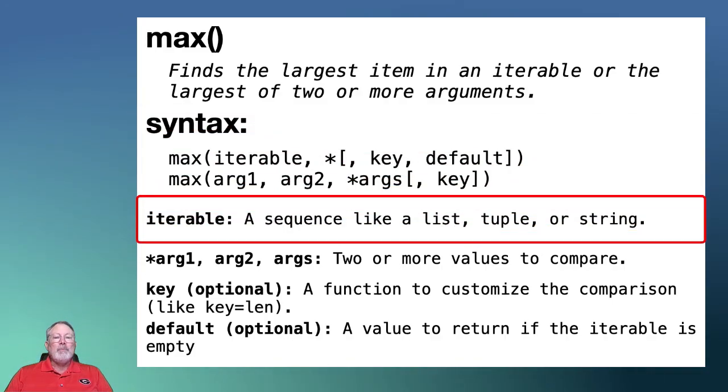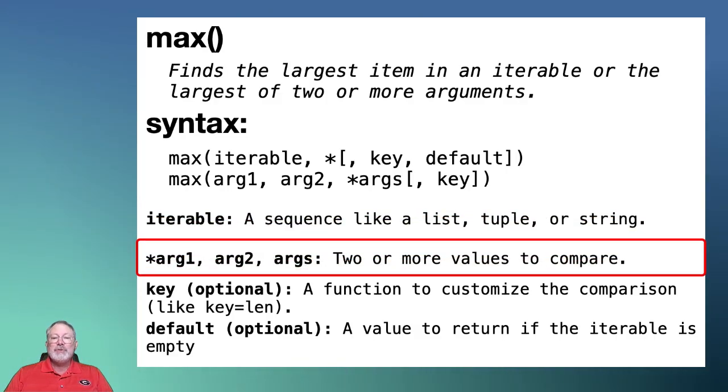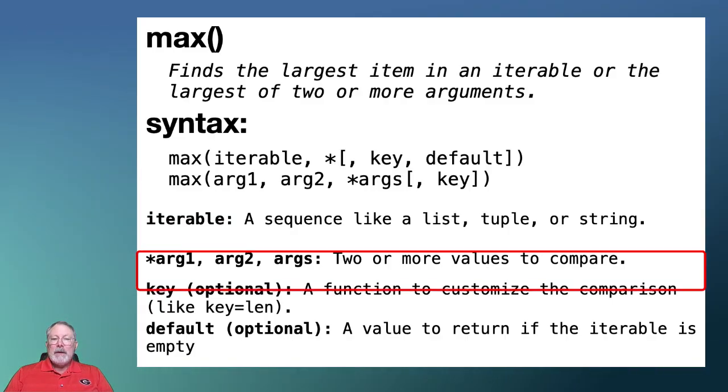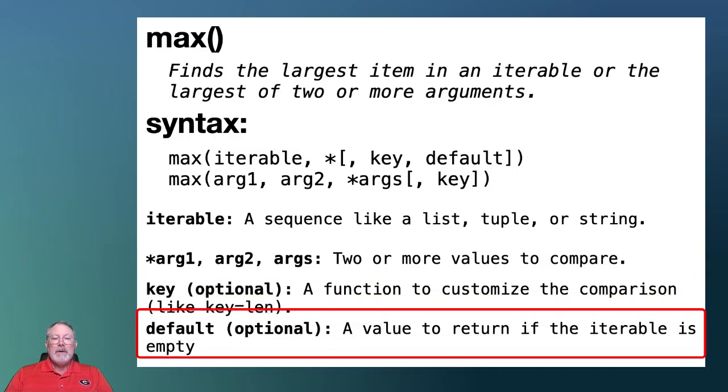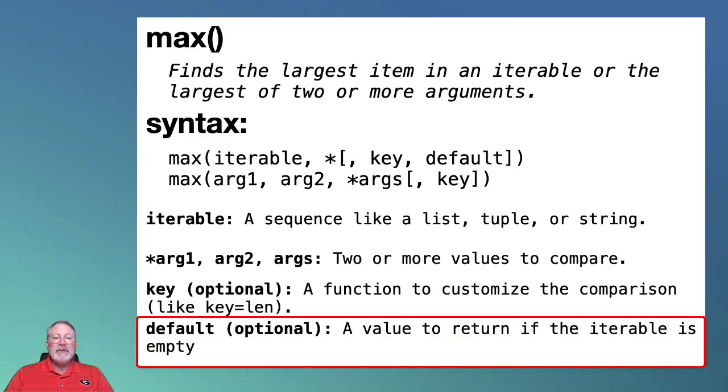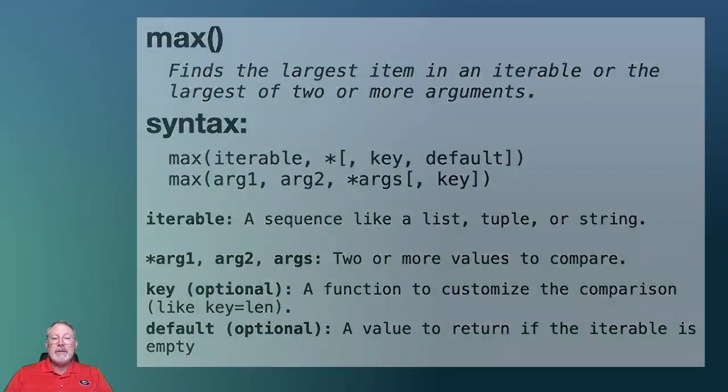The first form works with an iterable, like a list, tuple, or a set. The second form works with two or more arguments provided directly. If you provide an optional key, you need to give it a function that defines the criteria for comparison. Another optional argument is default, which provides a value to return if the iterable is empty.